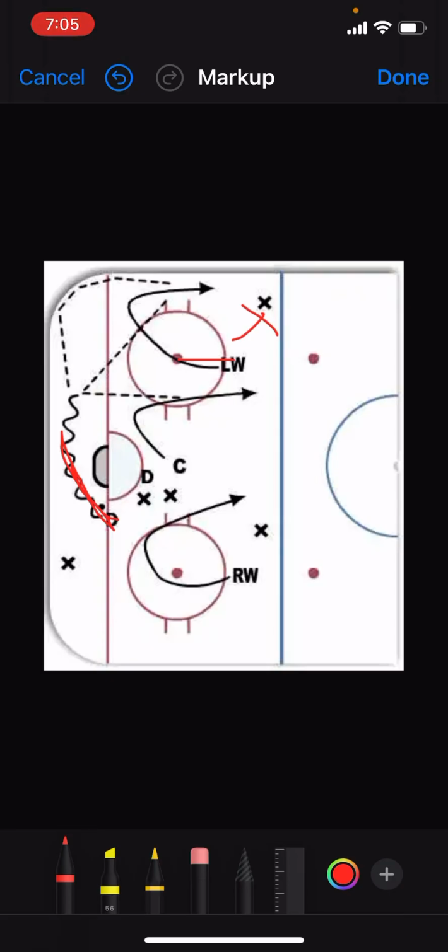I got this from the internet, and I don't like the way they drew it. I don't like the way they drew the center, and I don't like the way they drew the wing, the left wing. So I'm going to go over that. It actually gives me an opportunity to discuss something a little deeper.